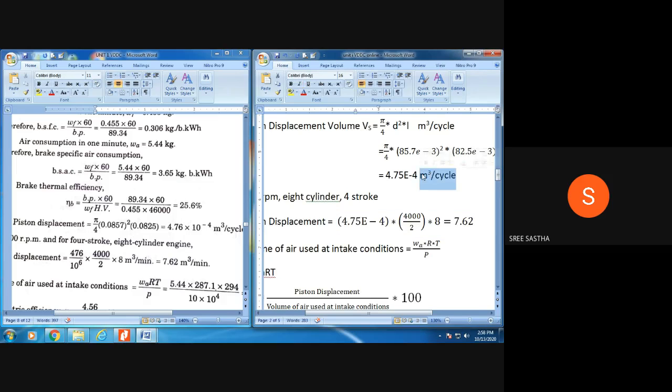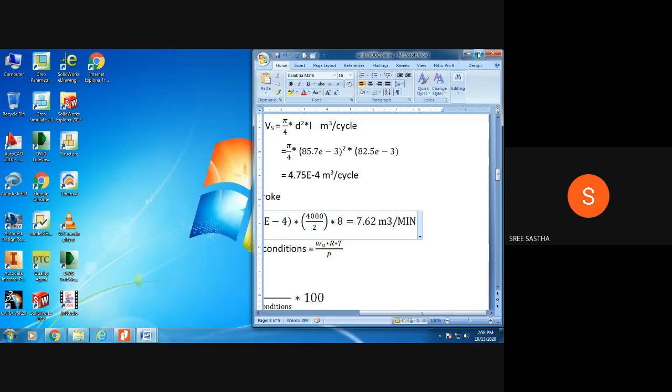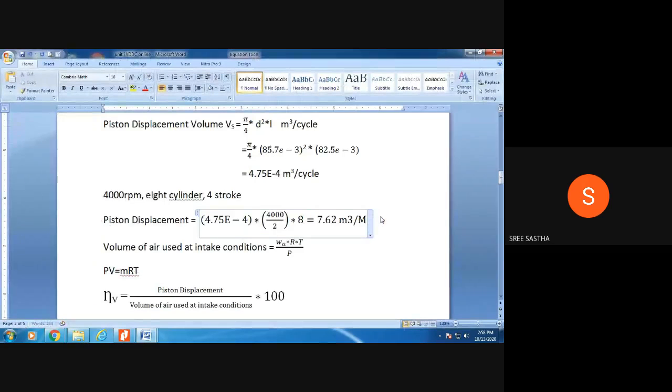So what I am going to do is, this unit will be meter cube per minute. Okay, and now you no need to see this. Just for seeing the answer only I have taken. Unit should always be in small letters. Okay, so the piston displacement is 7.62 meter cube per minute.